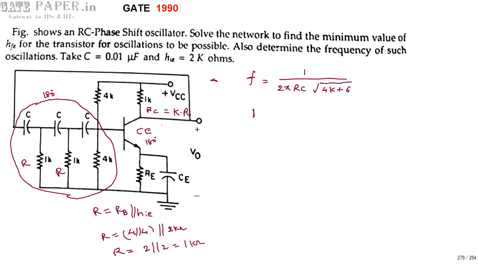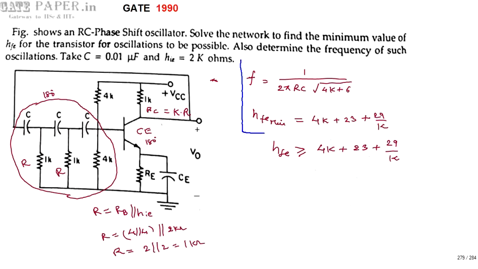And the second one is HFE minimum. HFE should be greater than or equal to 4K plus 23 plus 29 by K. This you can also get from any textbook. So HFE minimum is equal to 4K plus 23 plus 29 by K. Now these are the two important equations. This is what we require for this problem.